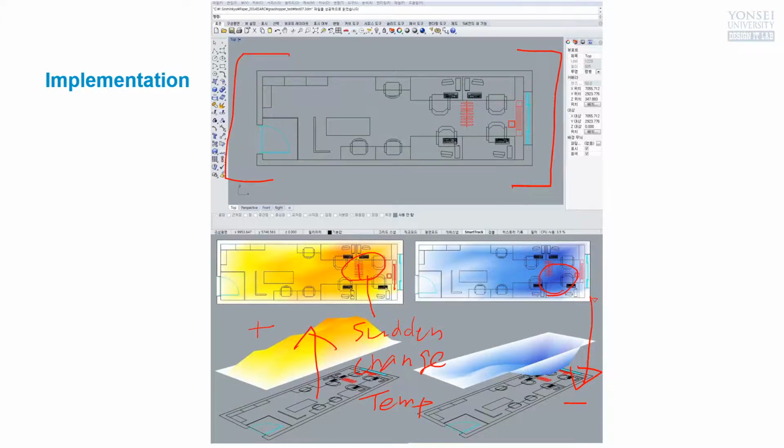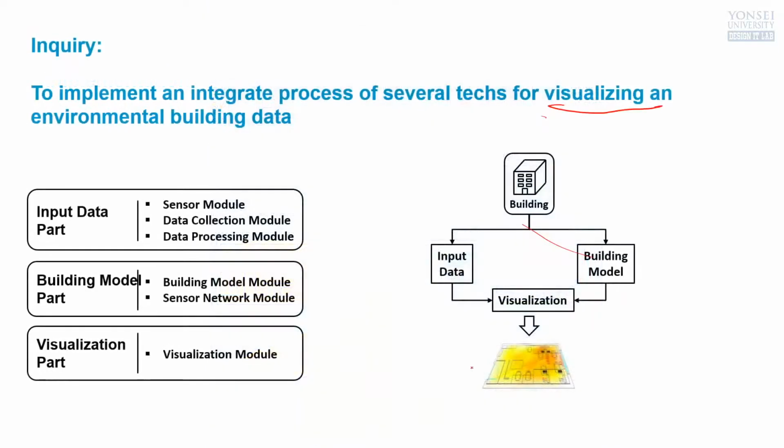Okay, so this environmental data is actually very simple data, just temperature. But this diagram visualizes the sudden change of the temperature in two directions, plus direction and minus direction. So as you see, the input data can be sensor data. Okay, thanks to the Arduino temperature sensor, we can collect the temperature by second, by 20 seconds, by minutes, by 5 minutes, and so on.